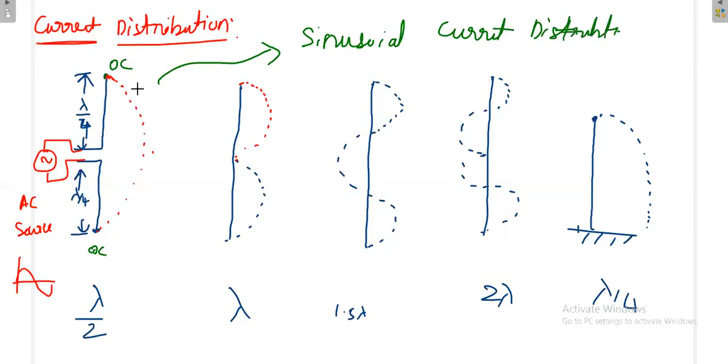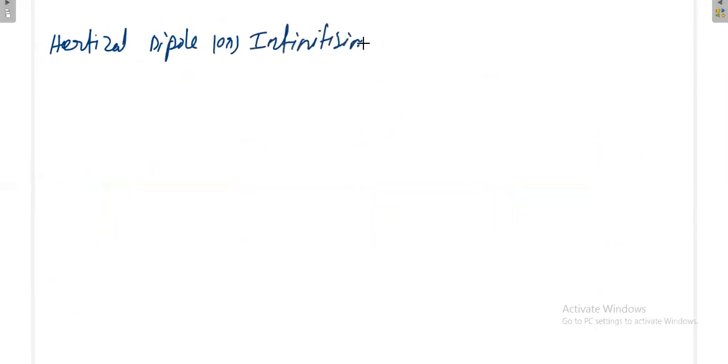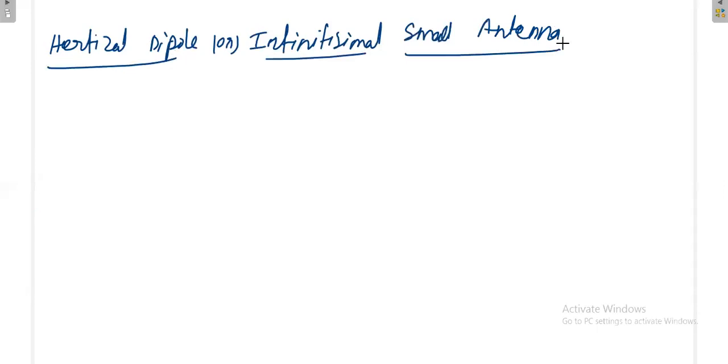Okay, the next question arises. There is one more antenna called the infinitesimal small antenna. What is the other name for this antenna? The antenna name is Hertzian dipole, or infinitesimal small antenna. Is there any other name for this antenna? Very, very small antenna, infinitesimal small antenna.